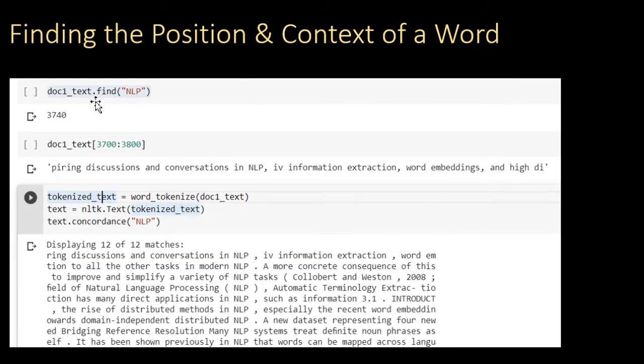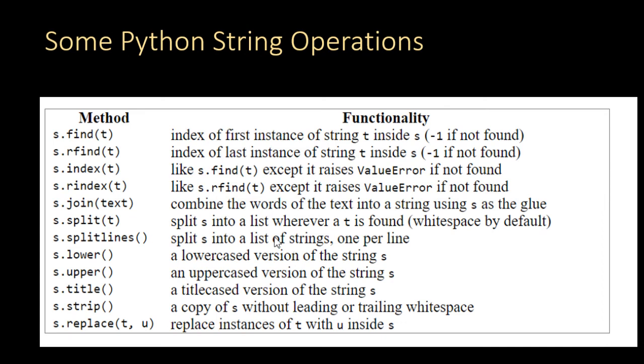Alright. Now, let's do some simple text operations as before. You can see that we can find the position of the word NLP in the text. And you can grab the context of the position. Now if you use the concordance method just as before, you can see it matches one of the concordances. Here are a few string methods for you to take a look at and play with.